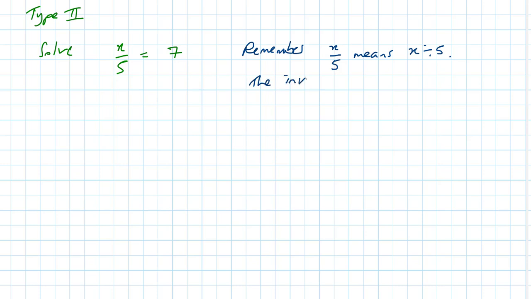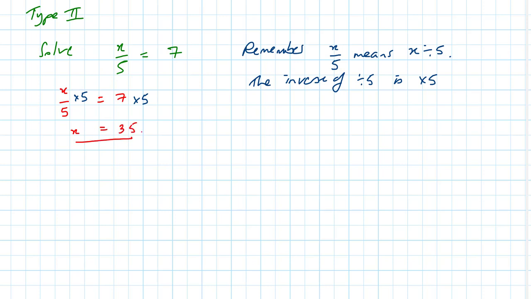Now we look at a second type. So this type of expression is going to be x over a equals b. So we've got x over 5 equals 7. Now remember, x over 5 means x divided by 5. And the inverse of dividing by 5 is timesing by 5. So this time, we're going to multiply both sides by 5. So we write out our question. We times both sides by 5. And we're simply left with x equals 35.